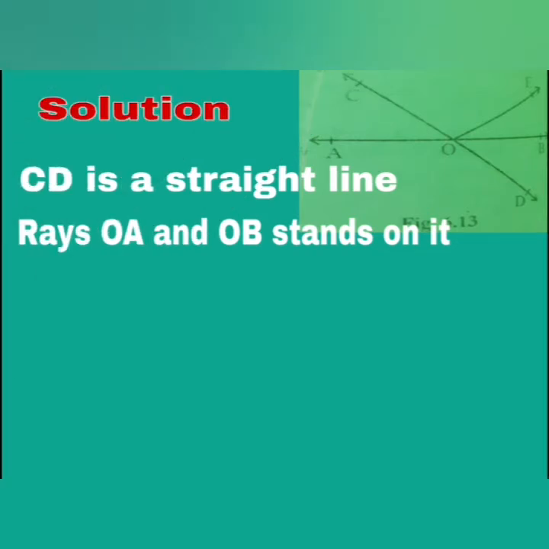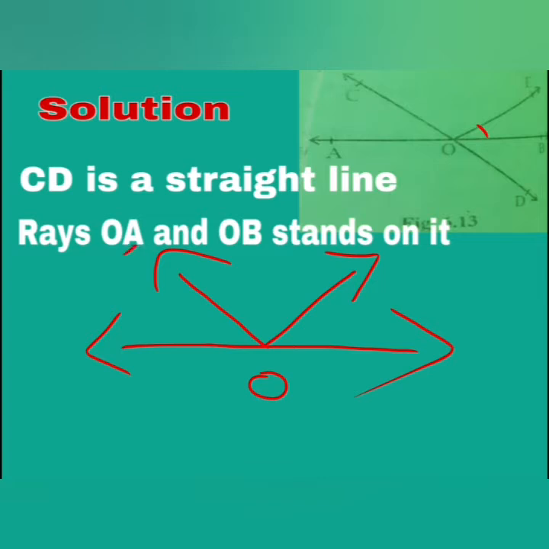One more angle we have to calculate here, which is angle BOE, right? For that BOE angle, we'll consider the straight line CD. On this straight line CD, just look at the straight line CD. On this straight line CD, again we have two rays, OE and OB. So just correct here. This is OE, not OA. That is OE.